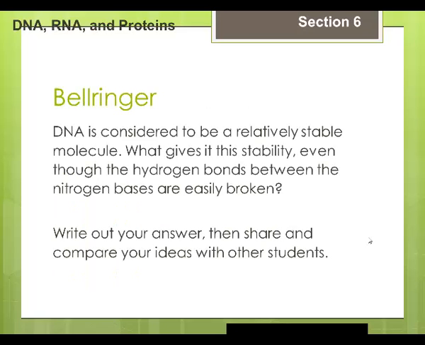So your bell ringer. DNA is considered to be a relatively stable molecule, meaning that it doesn't break down very easily. What gives it this stability, even though the hydrogen bonds between the nitrogen bases are easily broken? Remember in the past we've talked about how DNA goes through replication. Every time your cells divide, there has to be an exact copy of the DNA that is in it. So how is it that those bonds are easily broken so that then replication can occur, but DNA is relatively stable even with those weak bonds? Write out your answer in your warm-up sheet and then share and compare your ideas with other students as well.